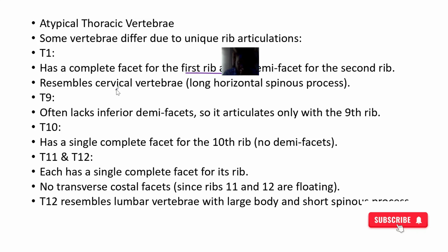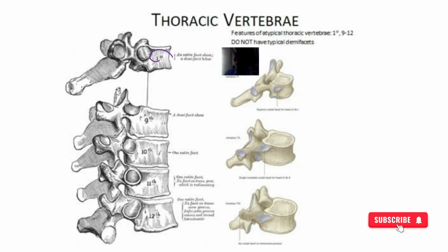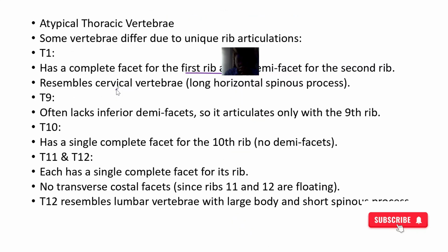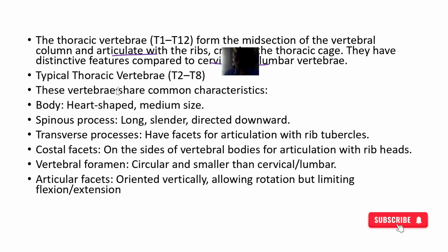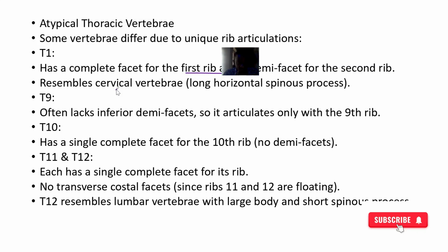Then you have the T9, which often lacks inferior demi-facets, so it articulates only with what? The 9th rib. The T10 has a single complete facet just for the 10th rib, no demi-facet. Do you understand? While here we are saying that the typical ones have what? I think you should actually have both. Alright? So number 11 and 12 have a single complete facet for a rib, no transverse costal facet.